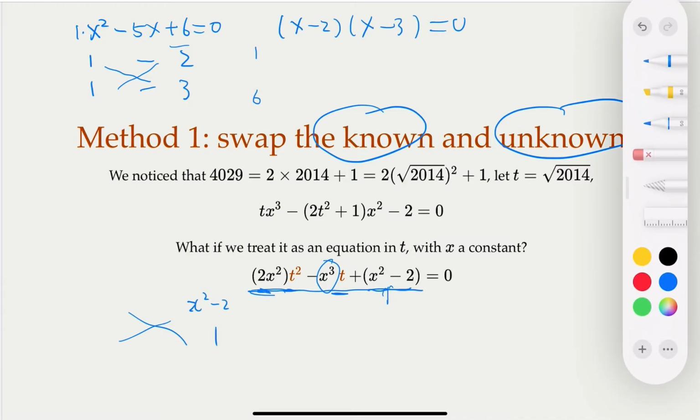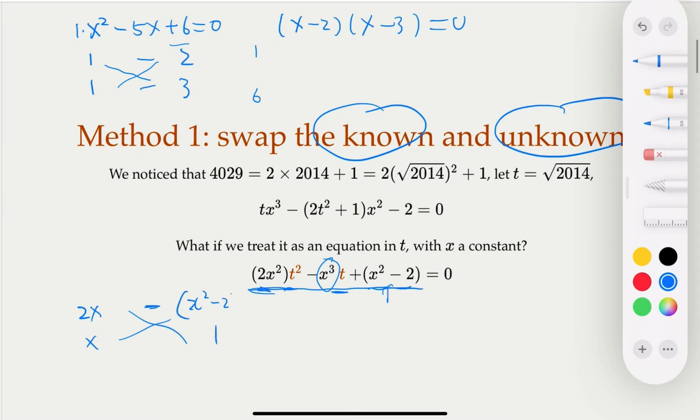Let's put 2x and x as a coefficient here. In order to get a negative x cubed, you probably want to put a negative sign here, right? This is a constant term. And here you're going to have another negative in order to cancel the 2x. So you got it. You got the factor.